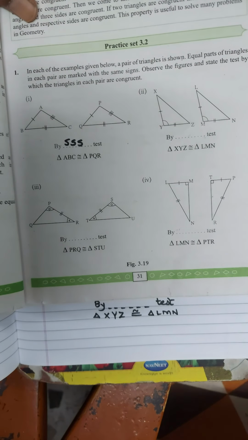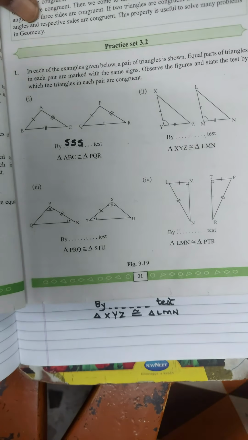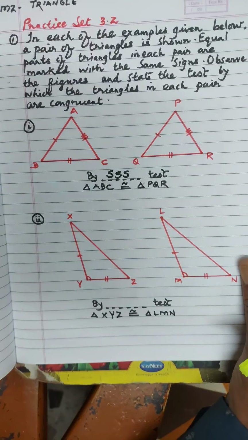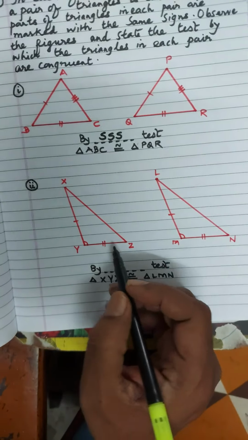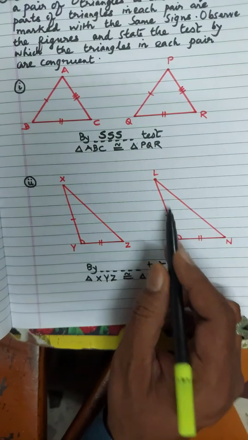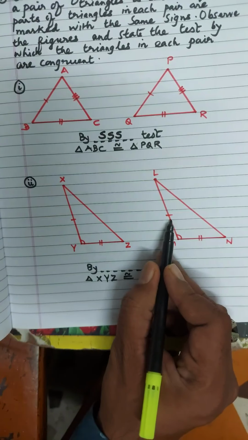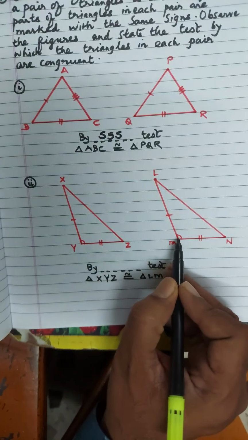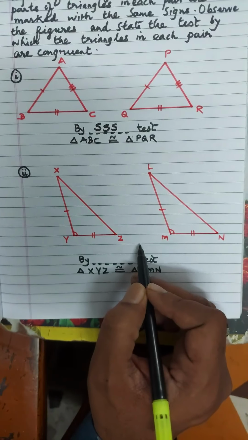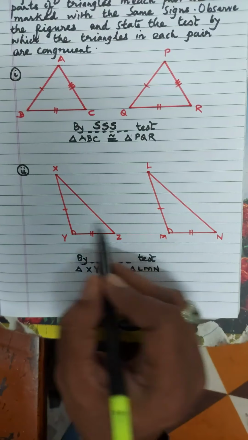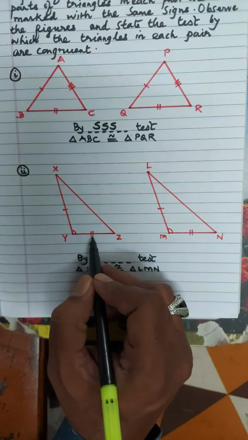Now let's have the second one. The second one also is very simple. Okay, see here, now triangle XYZ and the other triangle. See, one side and one side are equal, and again one angle and one angle are congruent, and similarly one more side, YZ and YZ. It means the side angle side test.